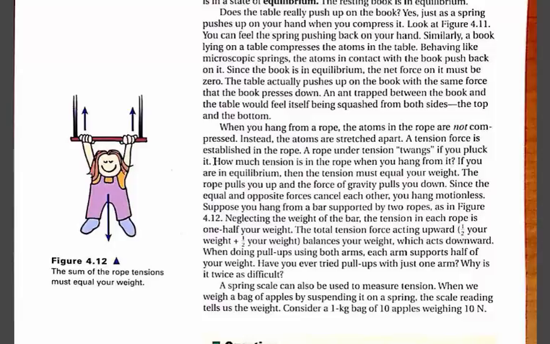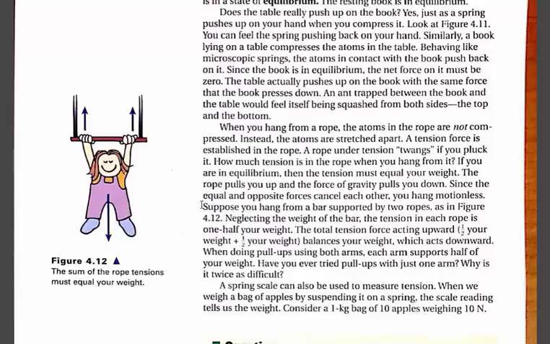A rope under tension twangs if you pluck it. How much tension is in the rope when you hang from it? If you are in equilibrium, then the tension must equal your weight. The rope pulls up on you and the force of gravity pulls you down. Since the equal and opposite forces cancel each other, you hang motionless.